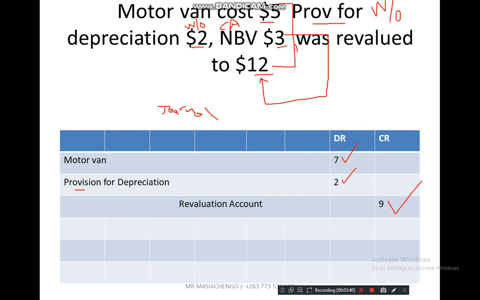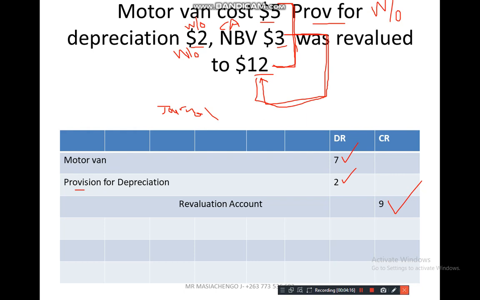I think this is very clear. To highlight some key areas when you are dealing with the asset, you compare the cost against the new value. When you want to calculate the amount to be shown in the revaluation account, you compare the net book value of the asset against the new value of the asset. Then the provision for depreciation, you write it off to cancel it in the books, since the asset has a new value. I think you are good to go.